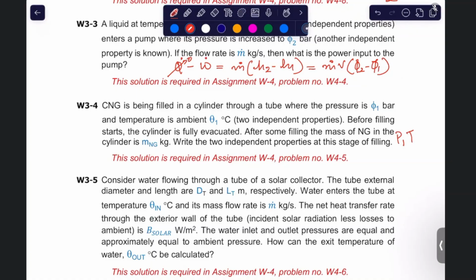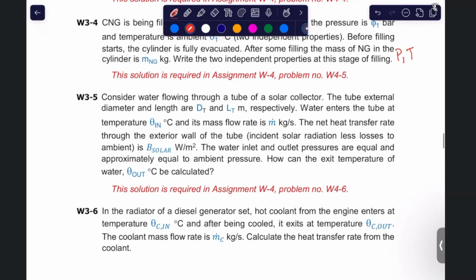We need to know the pressure and temperature inside the cylinder, the final one after filling. So that is why we can say that these are the two independent properties of the state of filling. Okay, now fifth question.